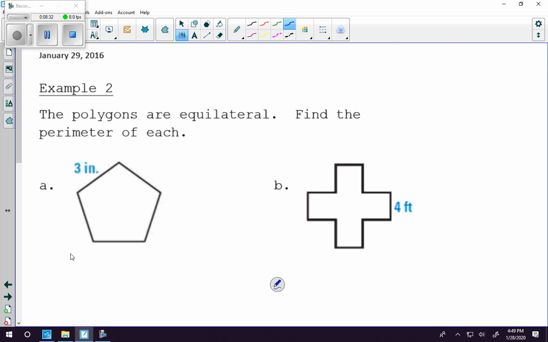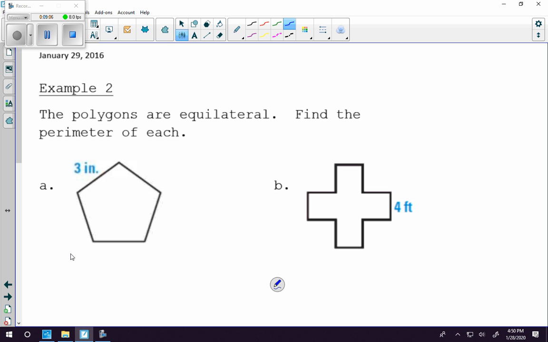Example 2, it says the polygons are equilateral, find the perimeter of each. Well, you would have to recall how to find the perimeter around something. If you had a fence around your house, and I asked you how to find the perimeter of the fence, I'm hoping you would say, I would find the lengths of the different sides of the fence and then add all of those lengths together, and that would be the perimeter of my fence. Correct. So perimeter means to add all of the different side lengths together.